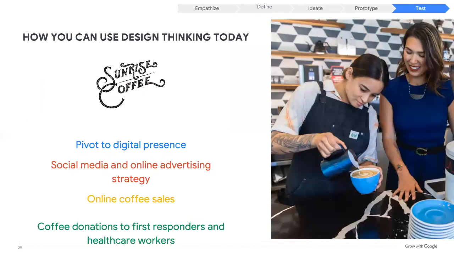Now that you've learned the different phases of the design thinking process, you might be wondering, how can you use design thinking to make a new idea more successful? Or take an existing business or project and tailor it to the changing needs of your customers, especially in today's climate. Let's look at an example.